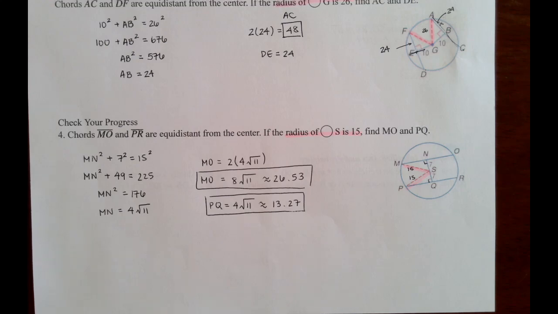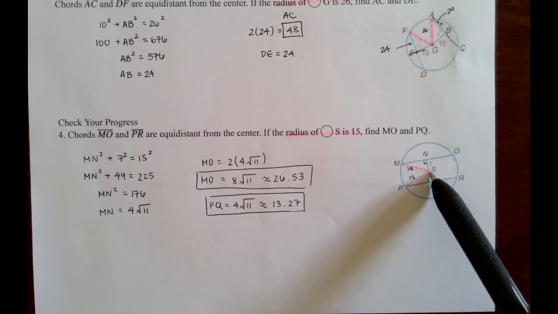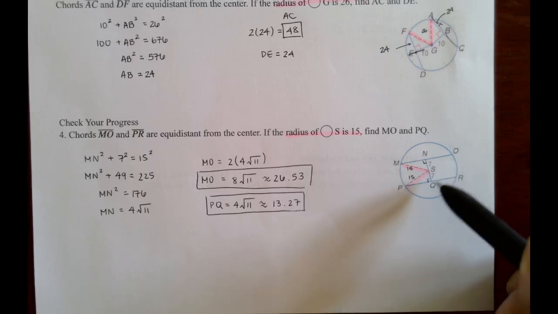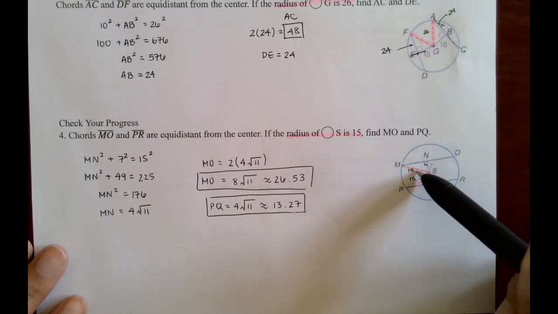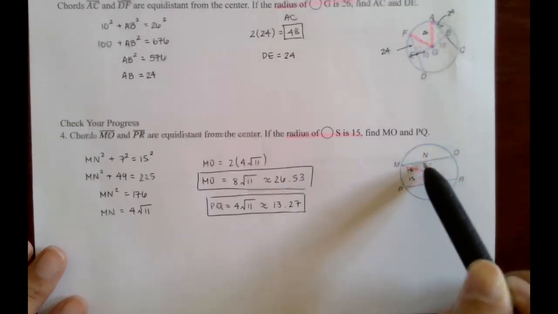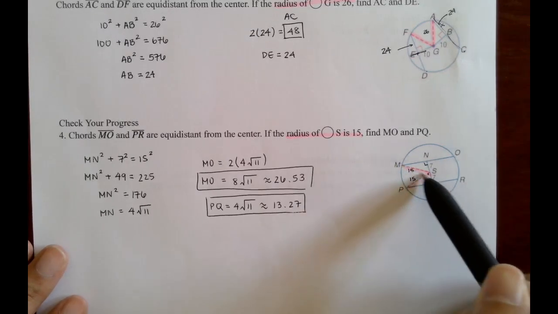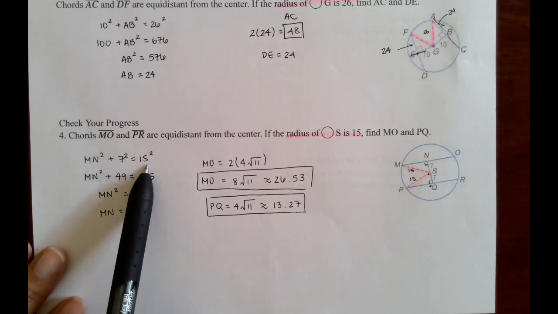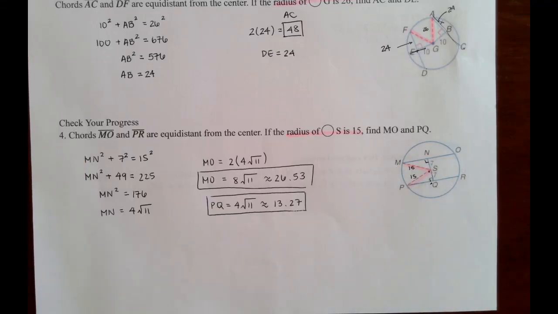Okay. So note that chords MO and PR are equidistant from the center. Okay. So then what that means is that distance is that perpendicular part, right? So if the radius of S is 15, so this would be 15 and this would be 15. Okay, we can figure out what this is and what this is using Pythagorean theorem because it forms a right triangle, right? So then, MN squared plus 7 squared equals 15 squared. MN would be the same length as PQ, like identical triangles.